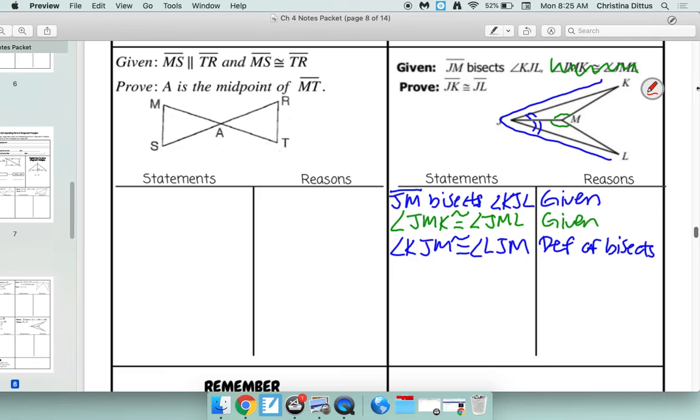I'm out of my givens, so I look at my picture. What does my picture say? JM is congruent to JM because why? Reflexive. Do I have three congruent things? Yeah, what do I got going on? Angle, side, angle. That is my reason. What's my statement?